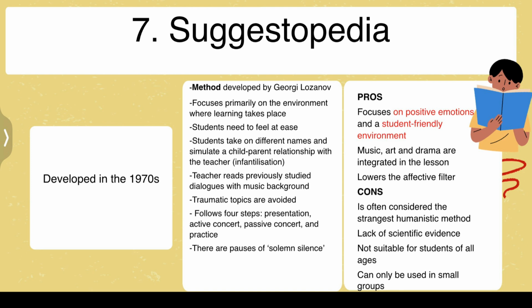It follows 4 steps: presentation, active concert, passive concert, and practice. And there are pauses of solemn silence. There are many pros in this method. For instance, it focuses on positive emotions and has a student-friendly environment. Music, art, and drama are integrated in the lesson, and it lowers the affective filter.